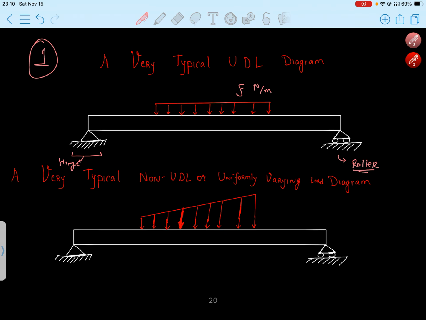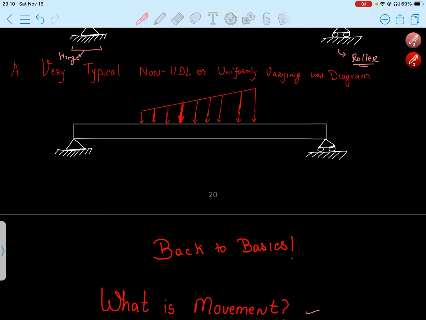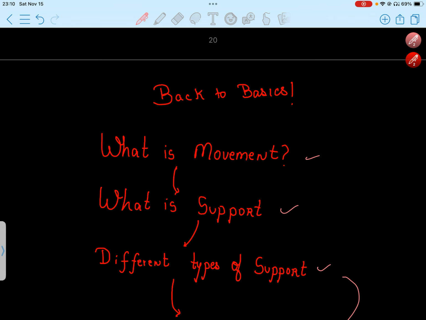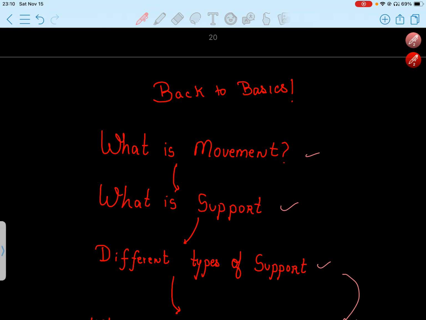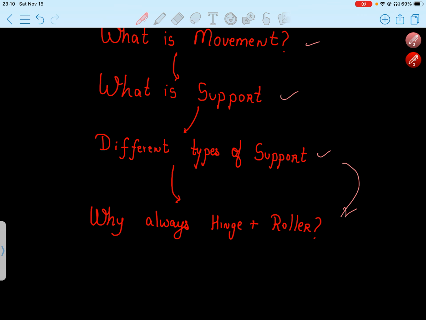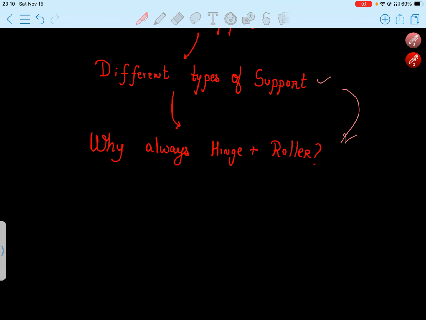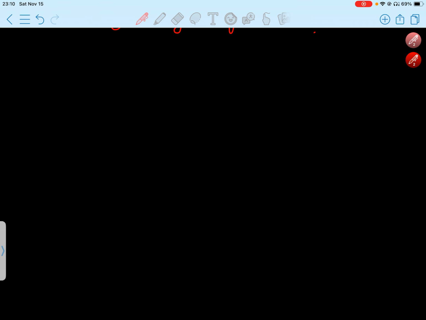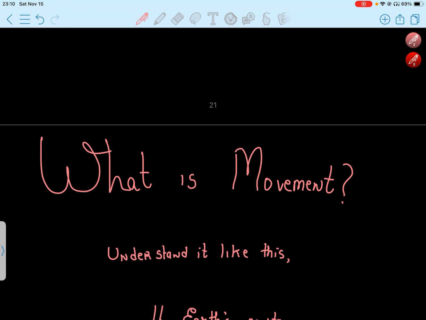Why is that? To understand this, first we'll have to jump back to the basics: what is a movement, what is a support, and the different types of support. Then we'll finally be able to answer our question: why do we always use hinge plus roller support? So what is a movement?